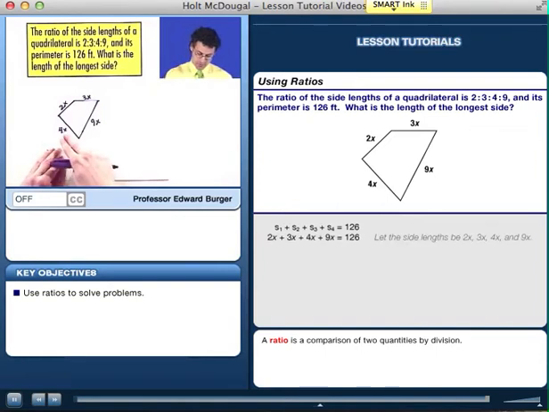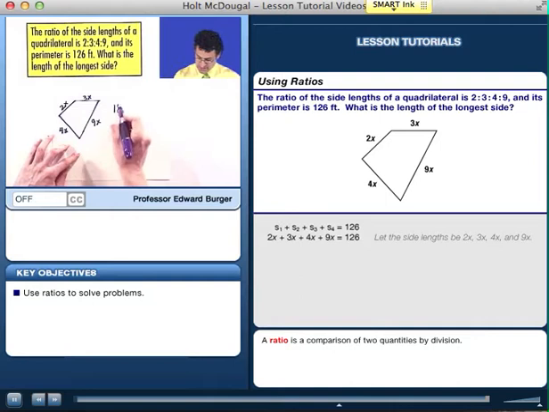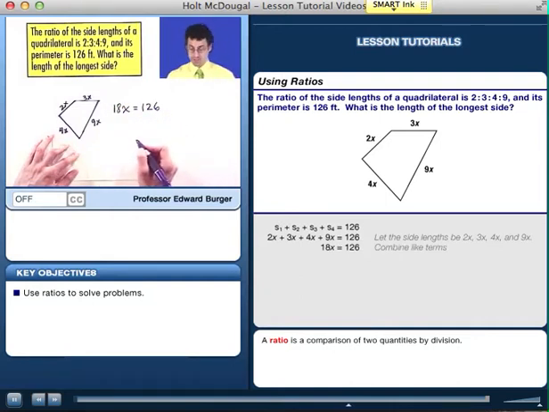So what is that? Well, 4 plus 2 is 6, so 6x plus 3x is 9x. 9x plus 9x is 18x. And that's going to equal 126. So if I divide both sides by 18, I see that x equals 7.